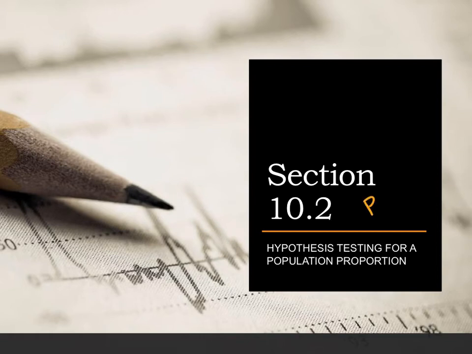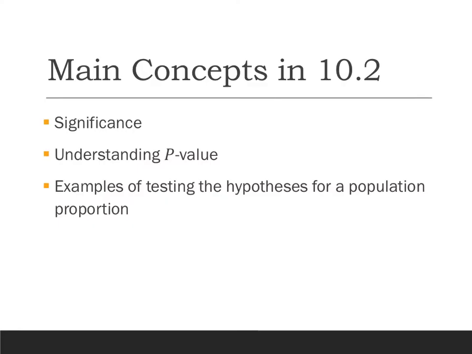Right, this is section 10.2, part 4. And again, we've covered our first two concepts in previous videos. Now we're just looking at another example of testing a hypothesis for a proportion, for a population proportion.